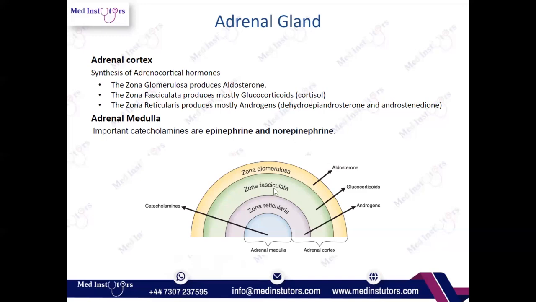Then the middle part of the adrenal cortex, or you can say the intermediate part of the adrenal cortex, is known as zona fasciculata. And this part plays a very important role. It creates a very important hormone, which is glucocorticoids, or cortisol, you can say. Then the innermost layer of the adrenal cortex is known as zona reticularis, which secretes androgens.